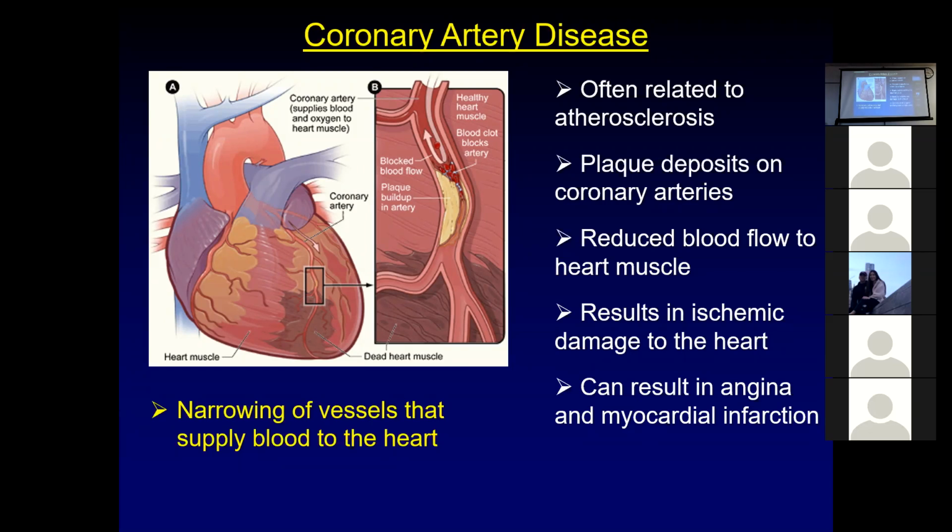When you get ischemic damage, two things happen. First, the ventricles become weaker. They're unable to contract as forcefully as they could previously, which means stroke volume falls, which means cardiac output falls.